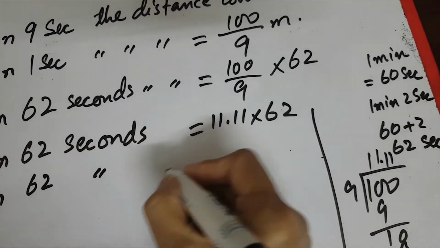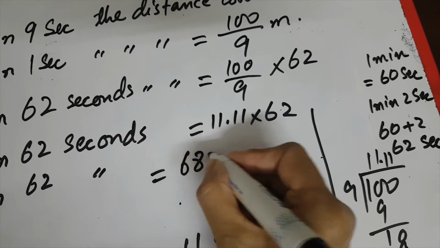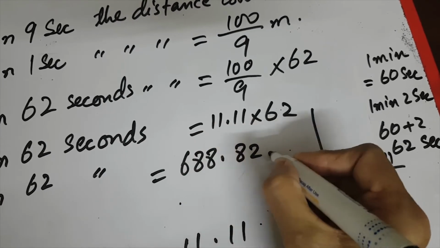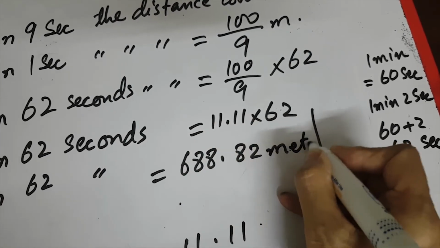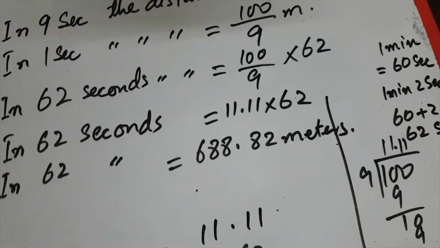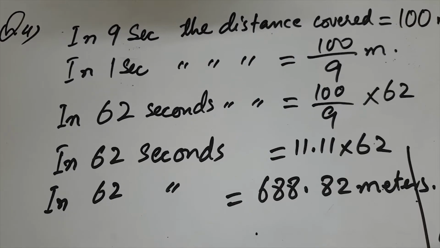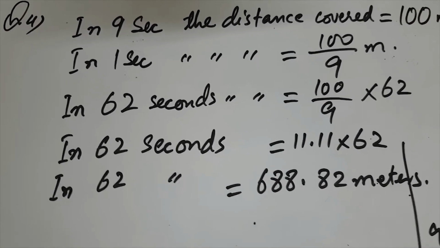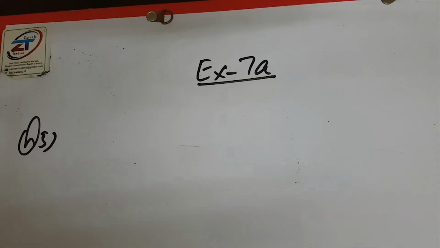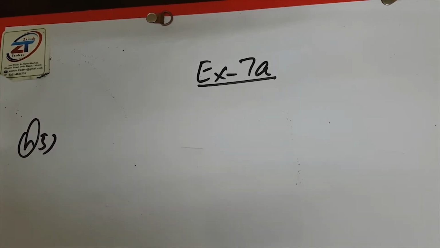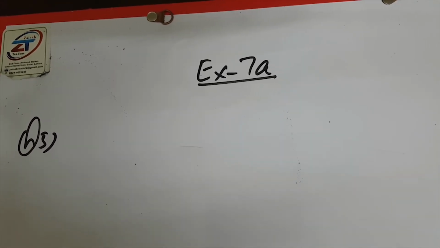So the distance covered in 62 seconds is 688.82 meters. So the fastest man can cover 688.82 meters in 62 seconds. So question number 5 of exercise 7a, which is unitary method.